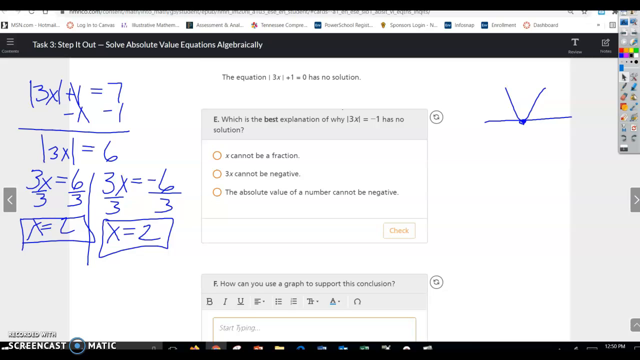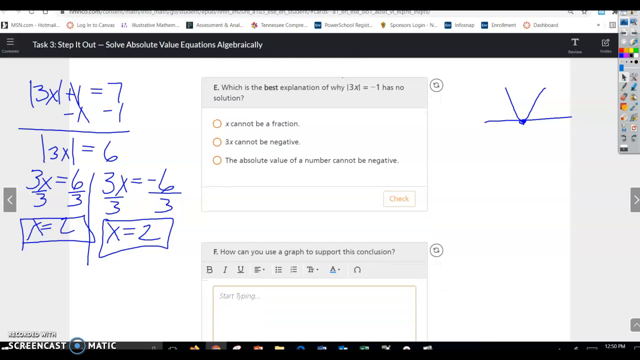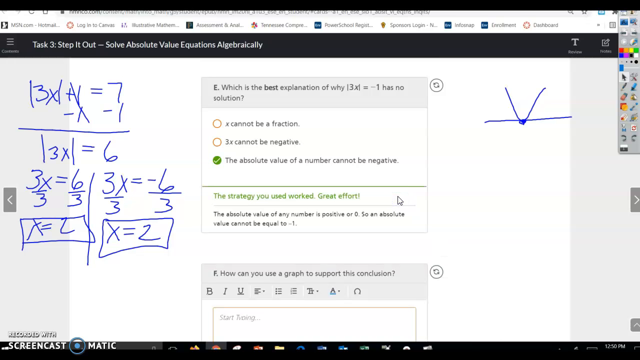All right, so which is the best explanation of why the absolute value of 3x equals negative 1 has no solution? All right, x cannot be a fraction, 3x cannot be negative, the absolute value of a number cannot be negative. So by definition, the absolute value of a number cannot be negative.